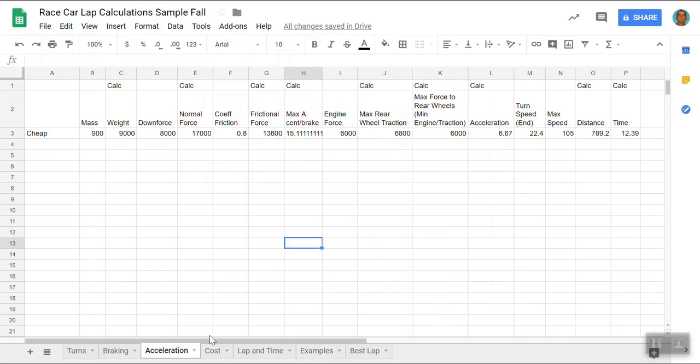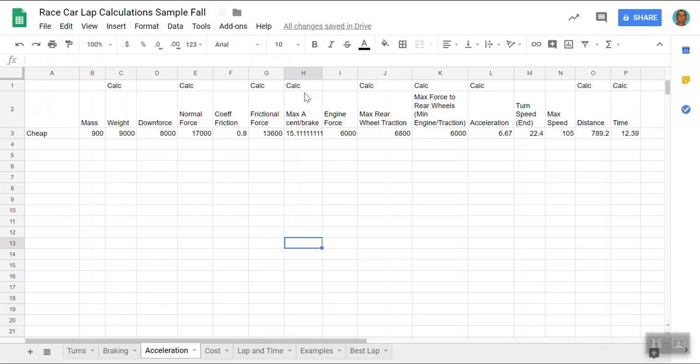As I mentioned before, the straightaway is composed of 3 sections. Our acceleration section, speeding up, you'll see this tab down here. I've got that identified. I also have a constant velocity and then a braking section. All right, so let's take a look at this configuration. I went with the cheap model, some notes to myself. Again, the mass, weight, downforce, and total normal force are calculated as before, as is our coefficient of friction. And so we end up having a maximum frictional force.